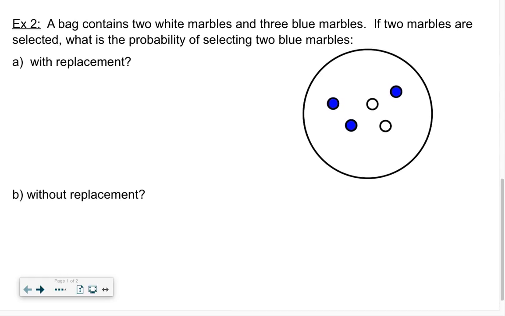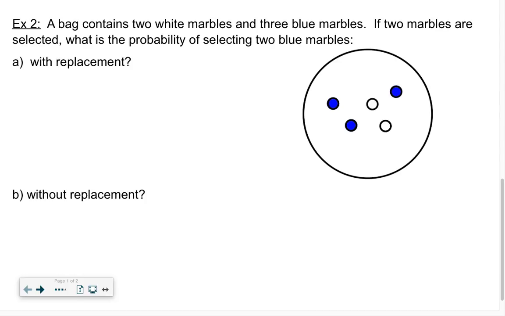For example number 2, this is where we really get into the heart of the lesson in working with a dependent events problem. A bag contains 2 white and 3 blue marbles. If 2 marbles are going to be selected, we want to know what is the probability of selecting those 2 marbles to be blue ones. So here off to the right we have our bag, that's the circle, and within it we have our 3 blue marbles and our 2 white marbles.